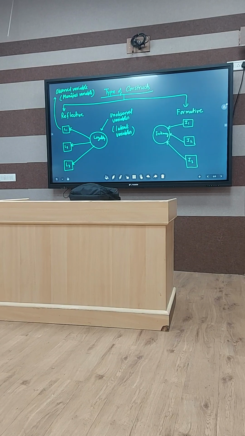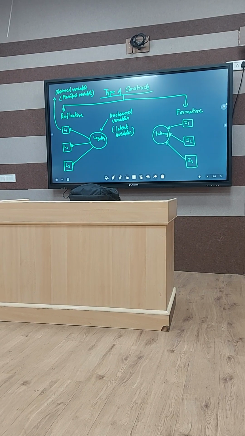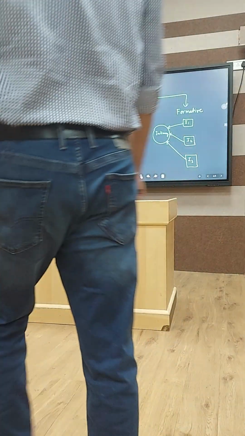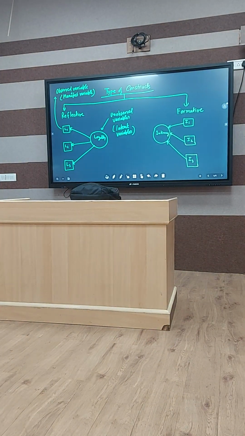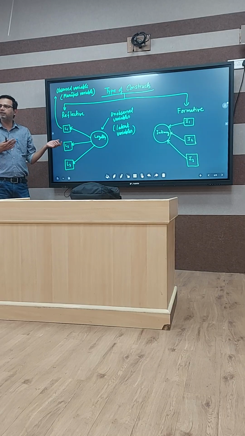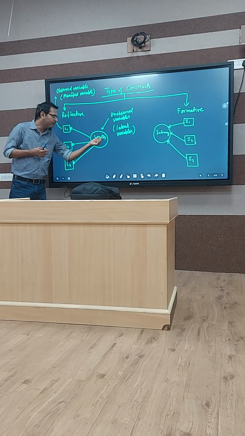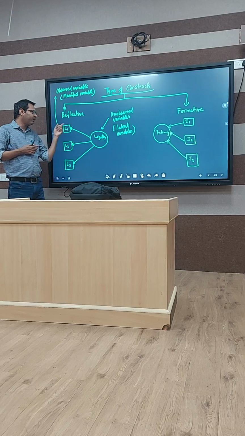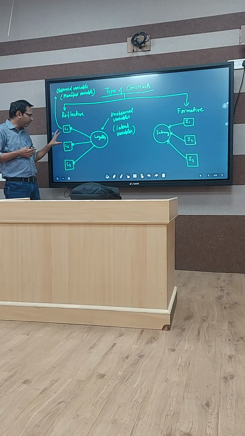Reflective construct, your main construct will define the items. So if you are using a reflective construct, you can drop an item from that particular scale. Suppose you are using my scale, and my scale is reflective. Since loyalty, your unobserved variable, is defining these items, you may drop L1 or L2.